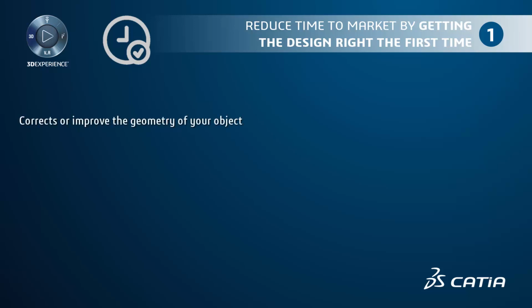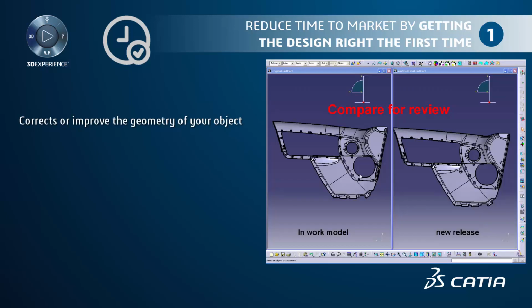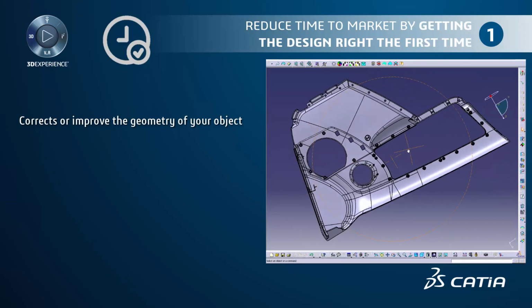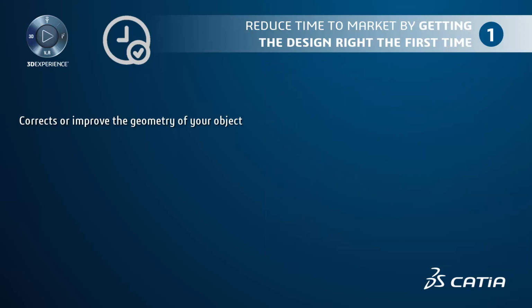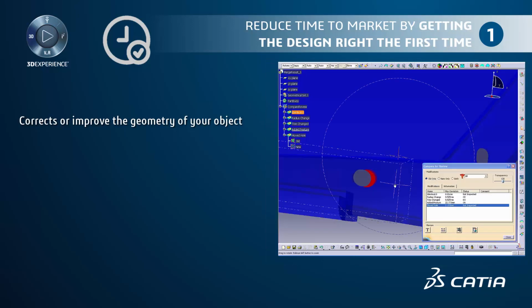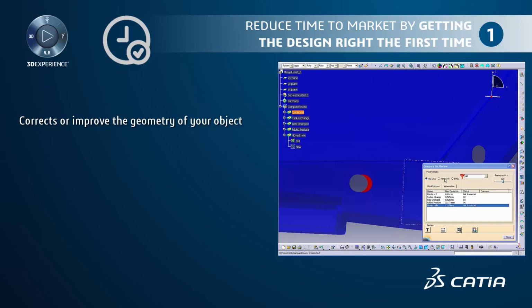You can correct or improve the geometry of your objects thanks to functionalities like Compare for Review, available in the Healing Assistant workbench. You will be able to check if a new release of a part has been modified and then review these modifications and validate or reject them.